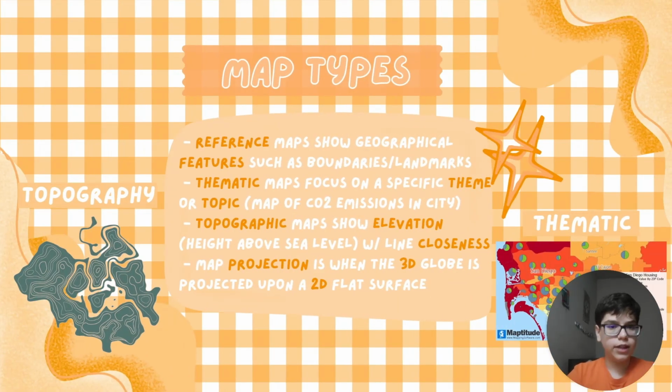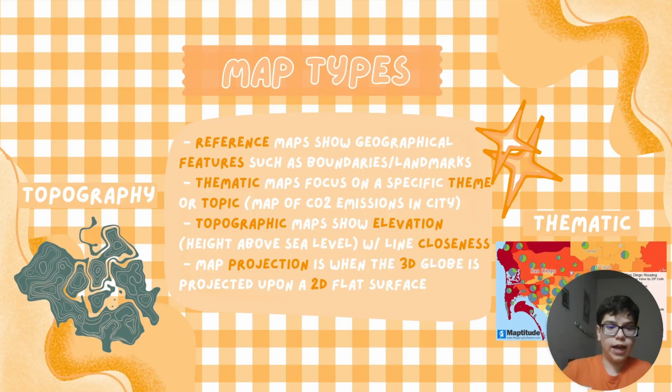Okay, let's go over some map types. So there are 3 types of maps. The first is a reference map, and a reference map shows geographical features such as boundaries and landmarks. So if you guys have a map in your classroom, like a world map or map of the US, whichever it is, that's an example of a reference map. We see political boundaries, whether that be state lines or country lines, and we can see landmarks, cities, big areas. That's kind of what a reference map serves. It's like a geographical broad look at an area.